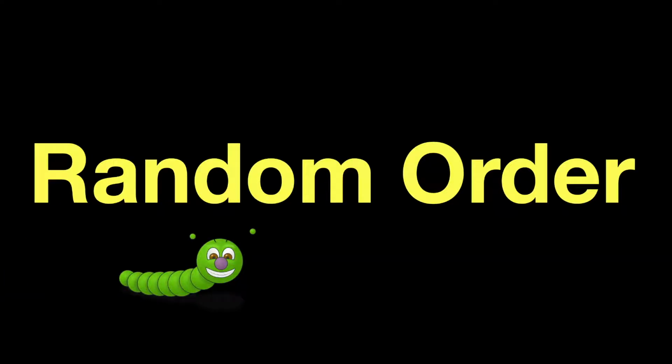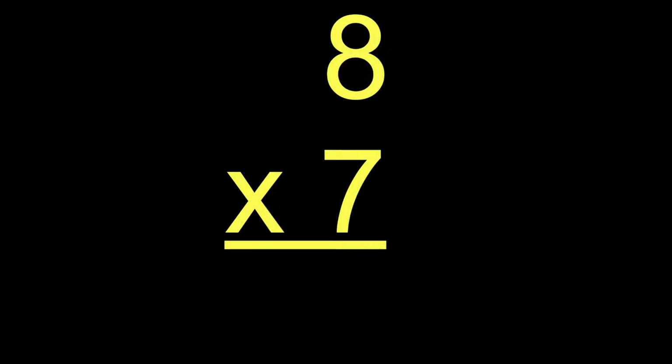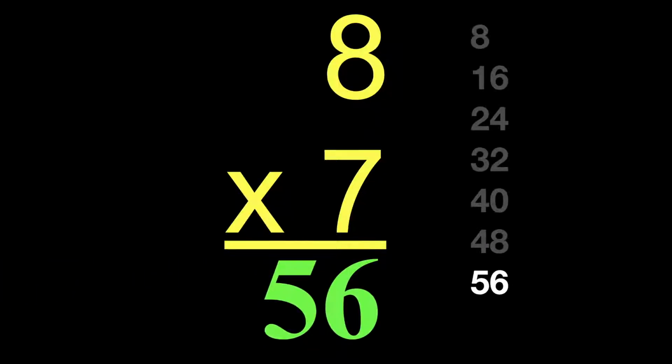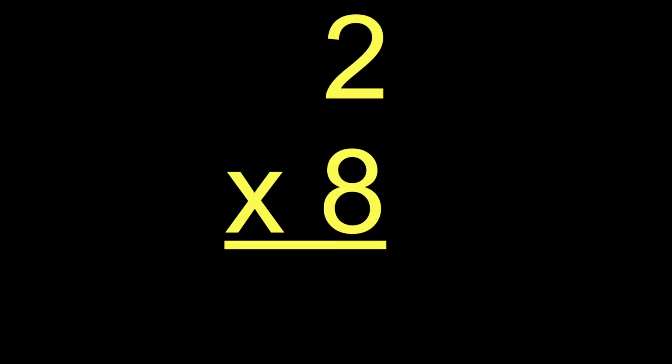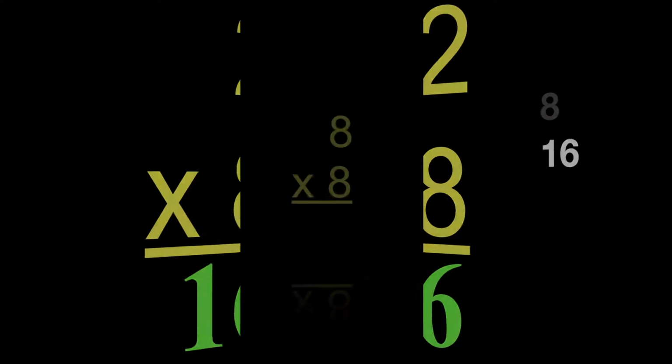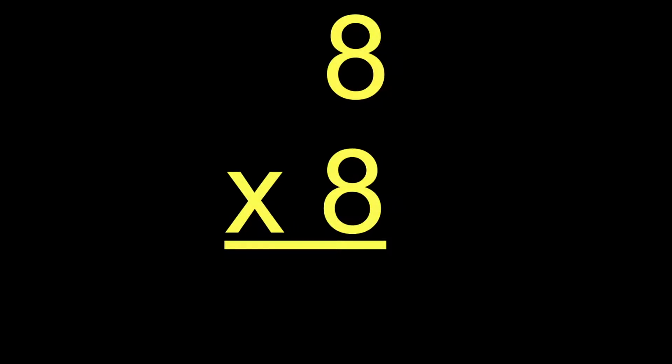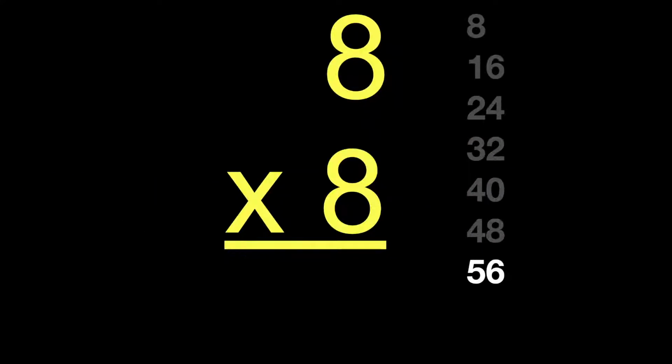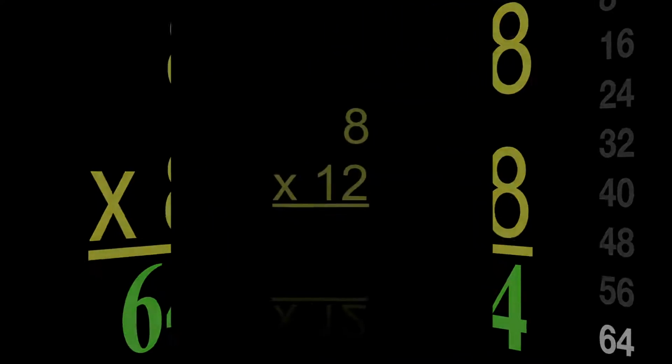And I think Wally's going to probably help us. All right. 8 times 7, ready? 8, 16, 24, 32, right? 40, 48, and 56. Nice. 2 times 8, that's easy, right? 8, 16. 8 times 8, 8, 16, 24, 32, right? 40, 48, 56, 64. You're getting there.